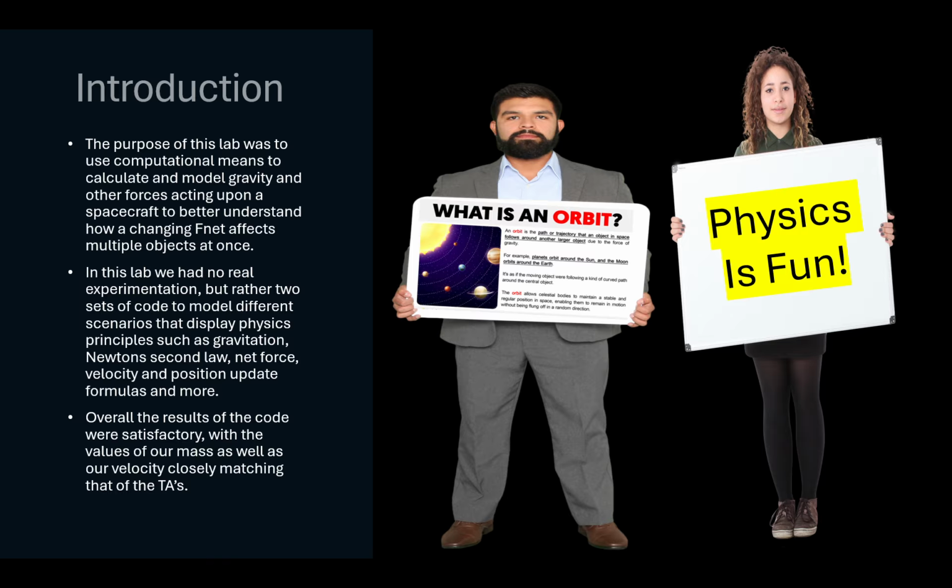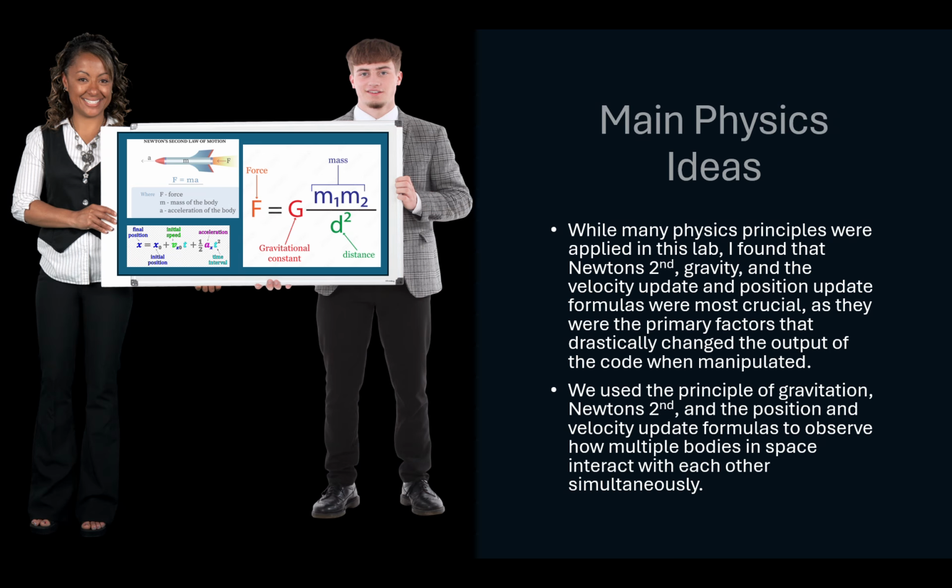Introduction. The purpose of this lab was to use computational means to calculate and model gravity and other forces acting upon a spacecraft to better understand how a changing Fnet affects multiple objects at once. In this lab, we had no real experimentation, but rather two sets of code to model different scenarios that display physics principles such as gravitation, Newton's second law, net force, velocity, and position update formulas, and more. Overall, the results of the code were satisfactory, with the values of our mass as well as our velocity closely matching that of the TAs.